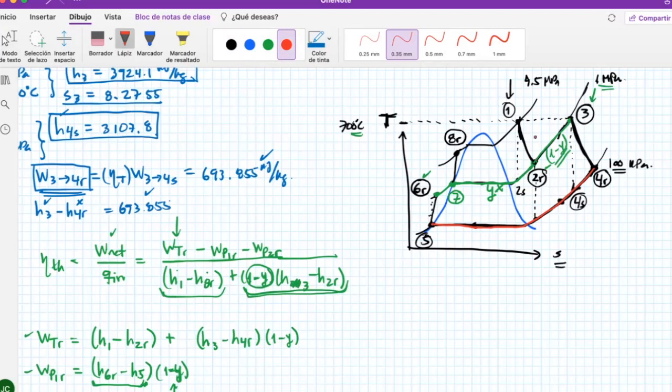So now you have a reheat part and a regeneration part depicted in a TS diagram. So that's how it looks.